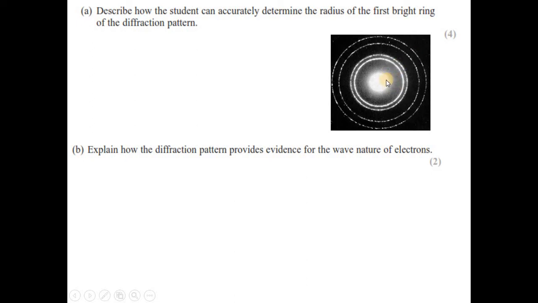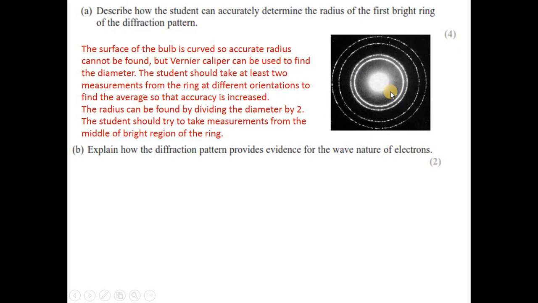And in order to improve the accuracy, the student should try to measure from the middle of the bright region of the ring, so that the student can get the diameter of the ring as accurately as possible. So that's how you can incorporate all the comments.